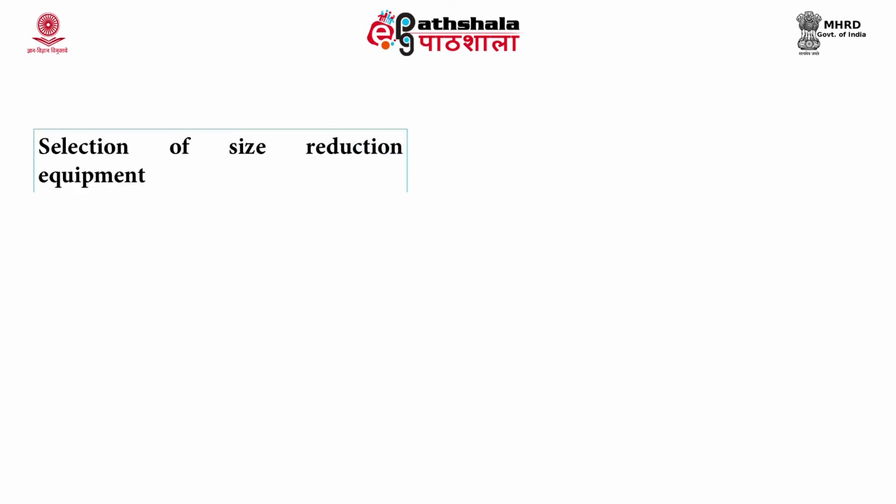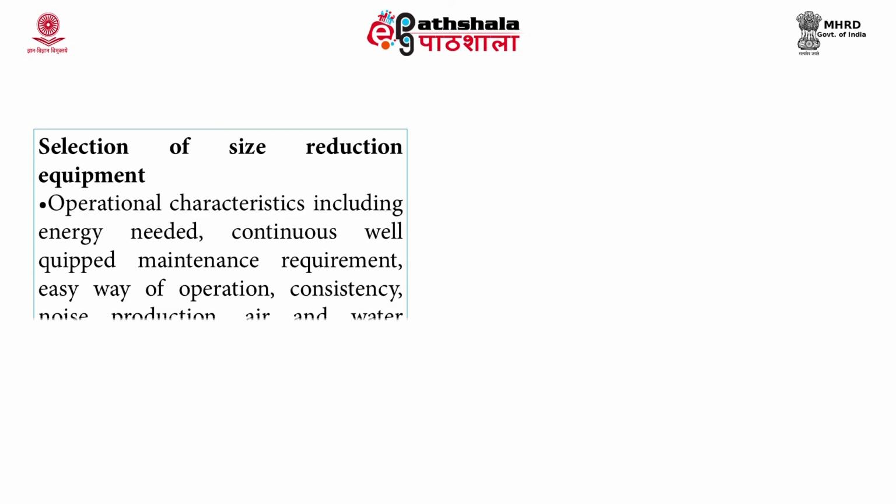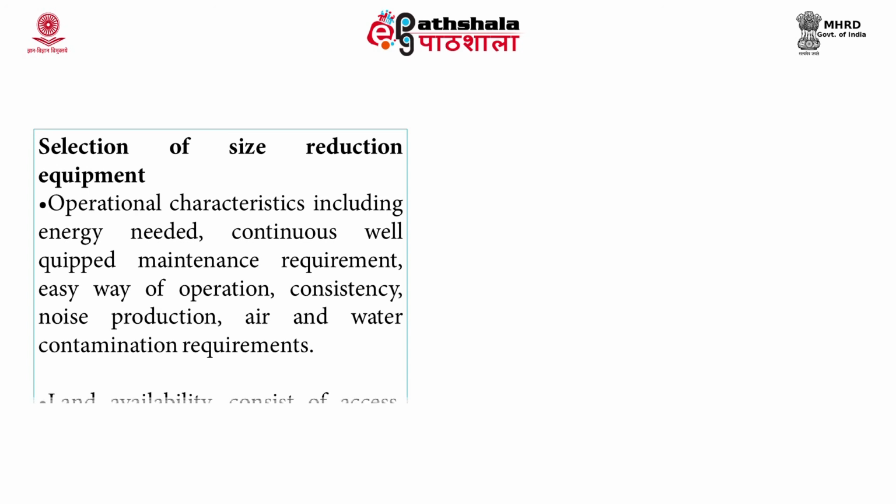Now finally, we will look into what are the criteria which you will choose while selecting a size reduction equipment. We have seen so many size reduction equipment, but there should be some criteria based on which you can select the proper size reduction equipment. First, it includes the operational characteristics. For example, what is the energy needed? How continuously are you going to operate and what is the maintenance requirement? Next, what is the ease of operation?